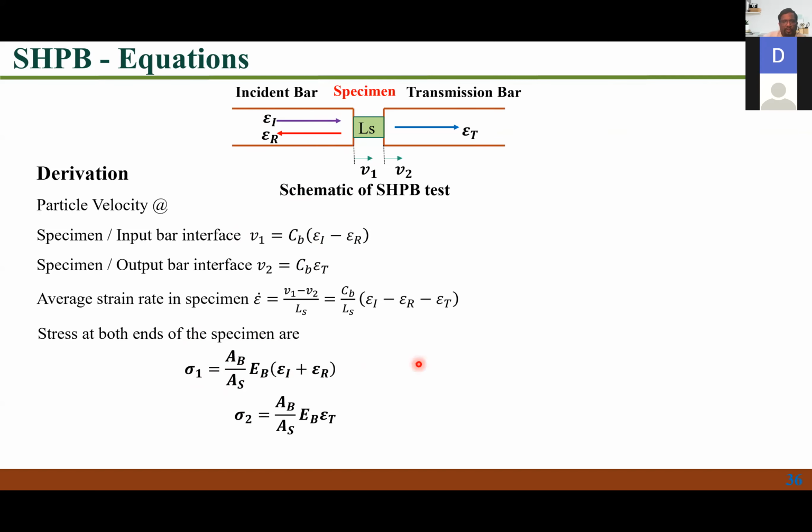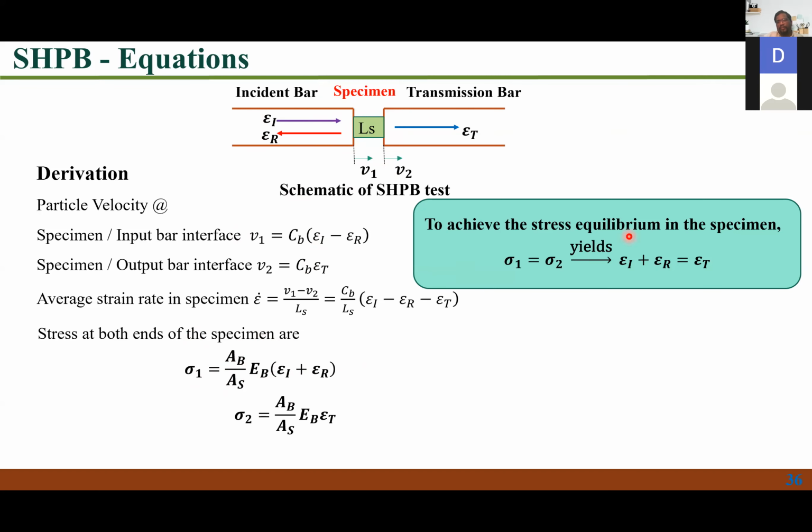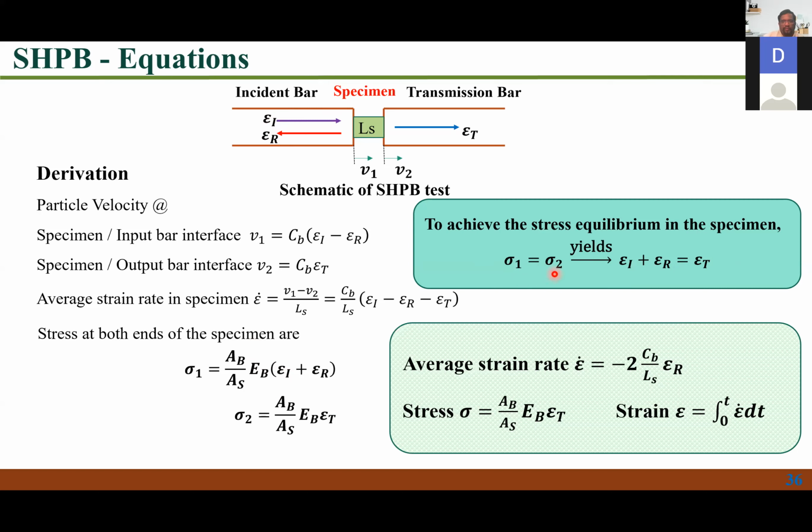So we calculate sigma 1. Similarly, sigma 2 also we calculated, but to achieve the stress equilibrium, I need to have sigma 1 equal to sigma 2. So when I'm equating this, you will get a condition that the incident strain and the reflected strain, when I add them up, should be equal to the transmitted strain. So again, from this condition, when I substitute epsilon I plus epsilon R into this strain rate equation, then the average strain rate will become minus 2 times CB by Ls times epsilon R.